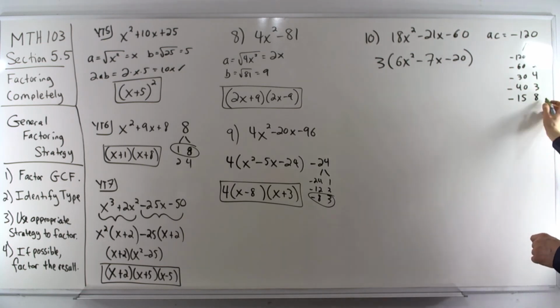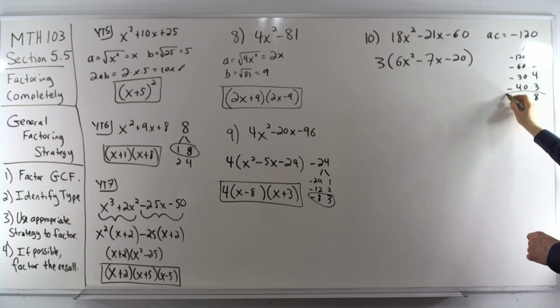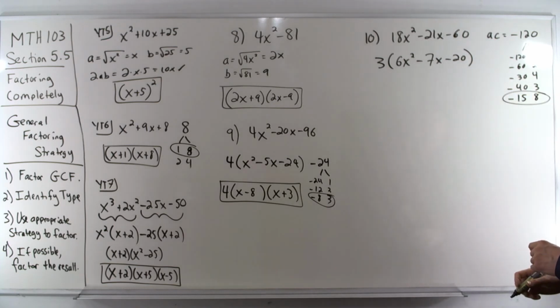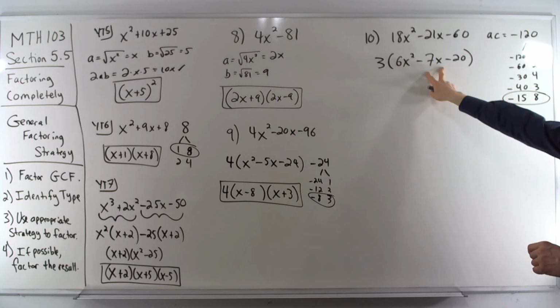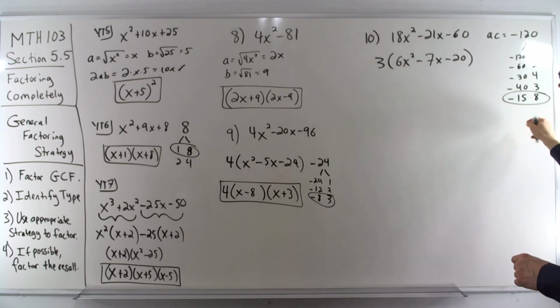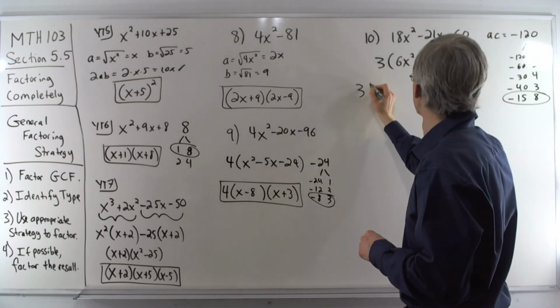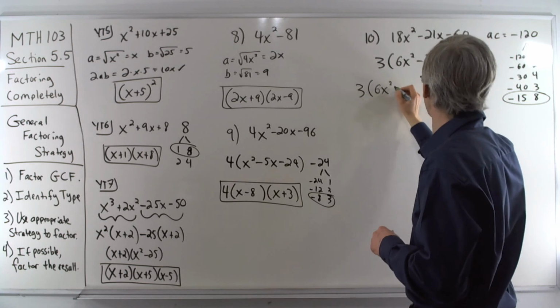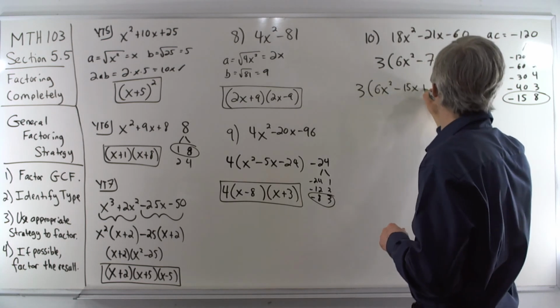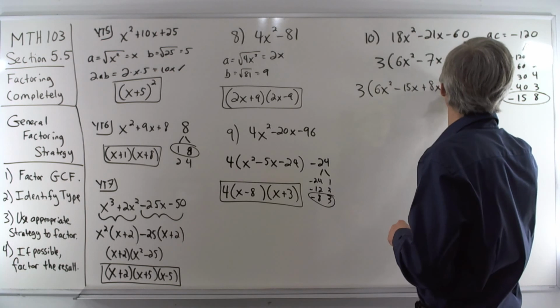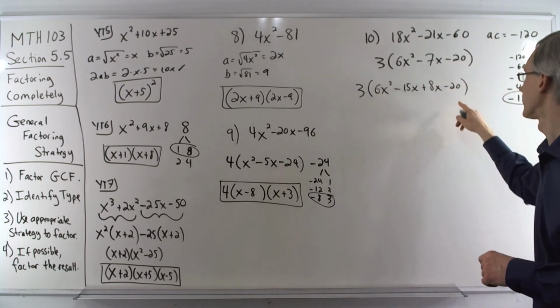And that'll be this pair, negative 15 and 8. So we're going to split up this middle term using negative 15 and 8. So that will give us 3 times 6x squared minus 15x plus 8x minus 20. Now we can factor this by grouping.